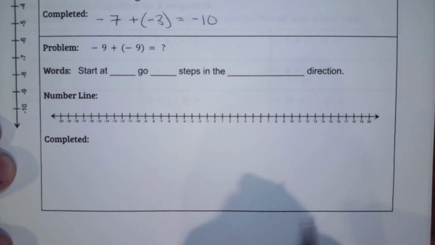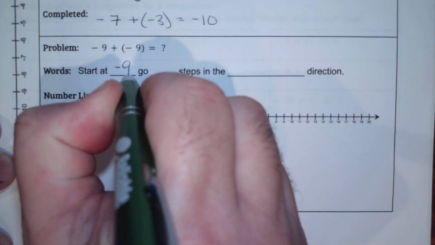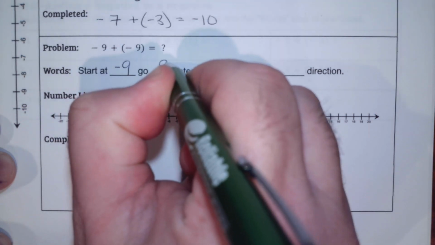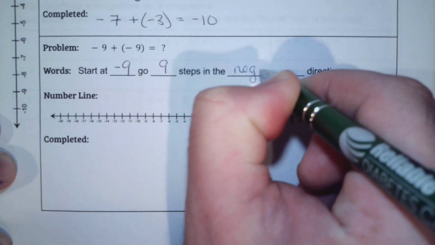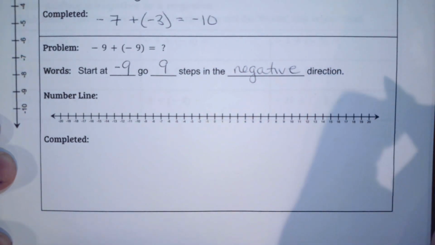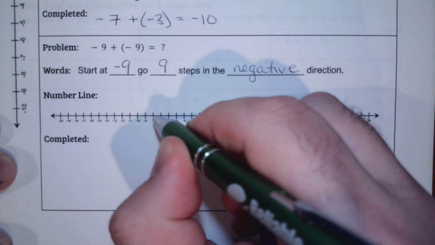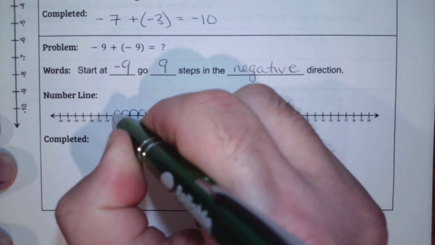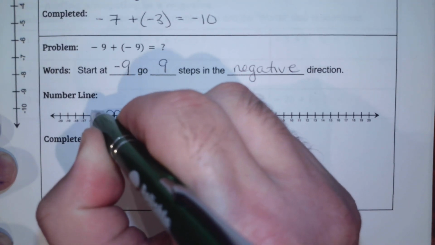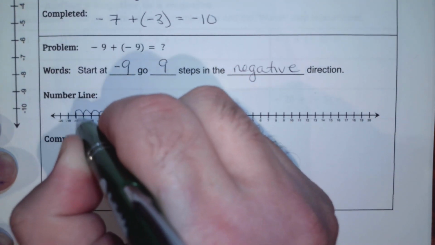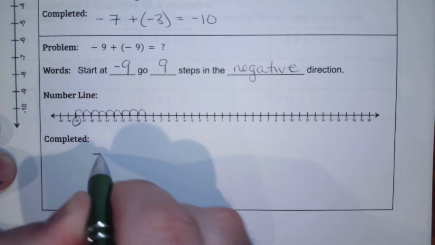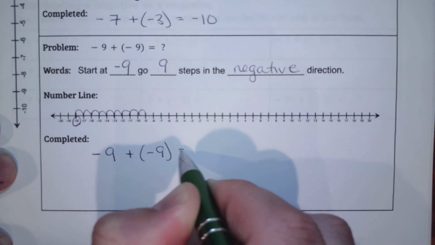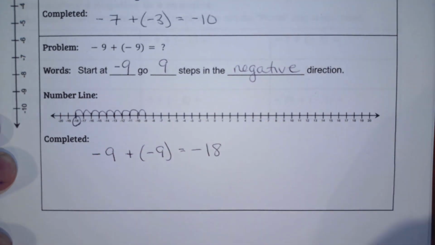And in this example, we start at -9. We go 9 steps in the negative direction. So start at -9 and then go 9 steps in the negative direction. So the equation is -9 plus negative 9 equals negative 18.